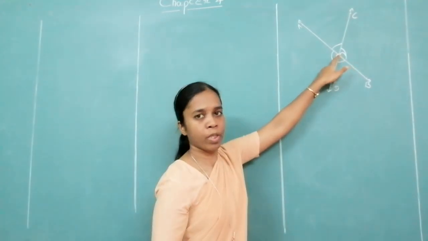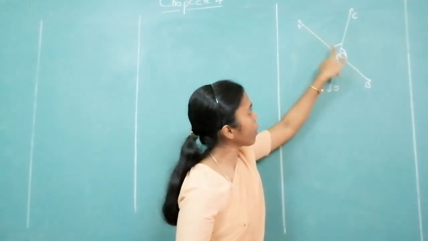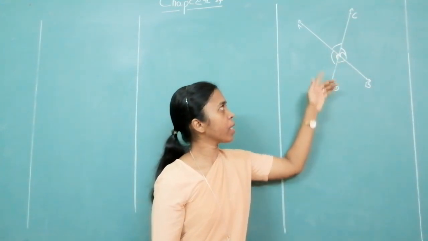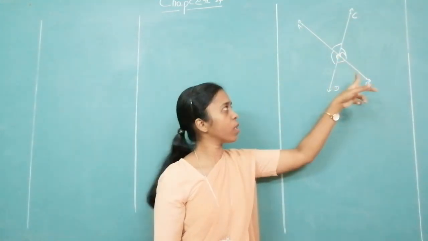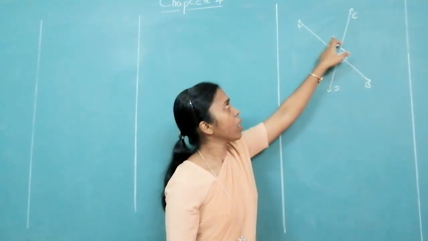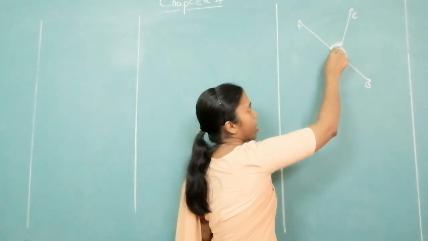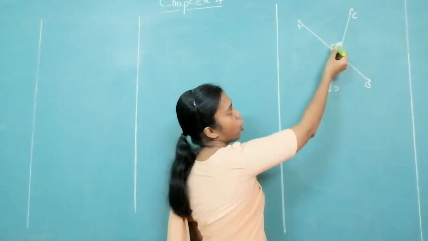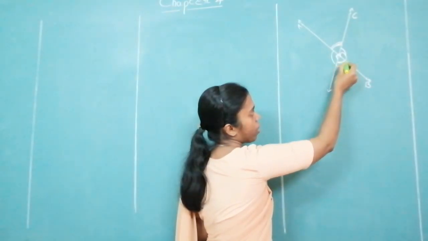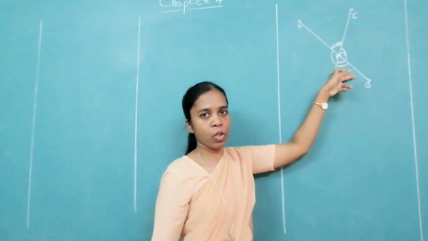Which is the vertex here? The vertex is point M, the intersection point. This is the common vertex for all the angles. You have AMC, CMB, BMD, DMA. Now, which is the opposite angle of angle AMC? I am considering this angle, angle AMC. The opposite of it is over here. By looking at the diagram, you can make out which is the opposite angle.